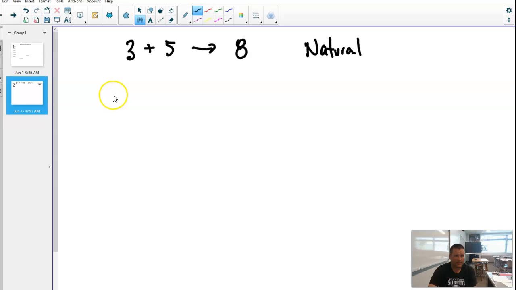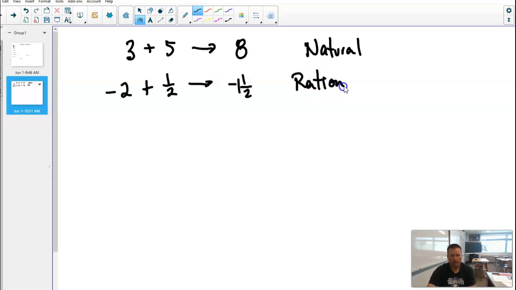Let's see, if I had an integer, let's say -2, and I wanted to add that to a rational number, so add 1/2, what does that leave me with? Well, when I add those two together, that's actually going to give me -1 and 1/2. So that's still a rational number. So you need to be able to identify what happens when you do an operation.